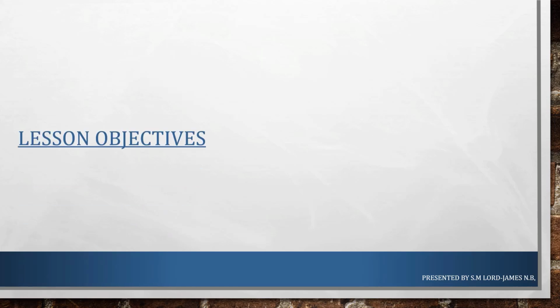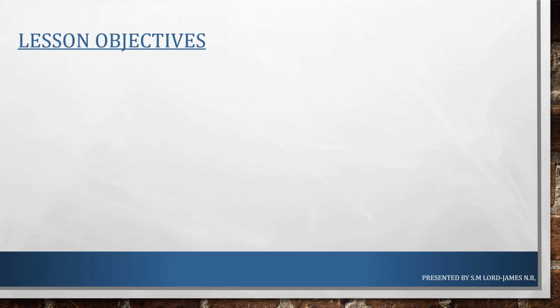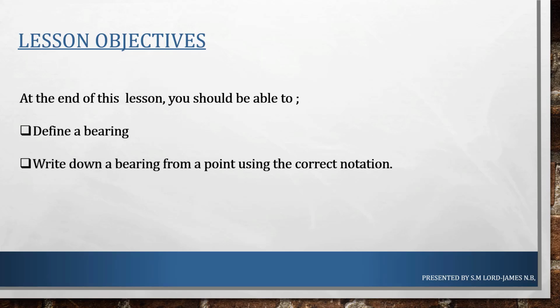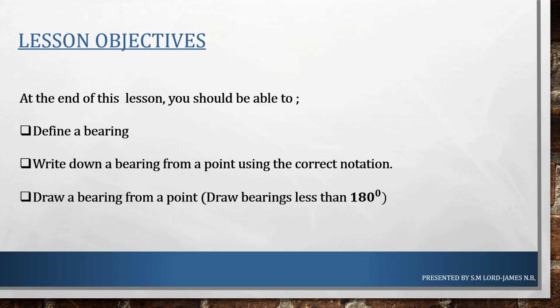Okay, so let's get the lesson objectives. At the end of this lesson, you, the students following, should be able to, number one, define a bearing. Number two, write down a bearing from a point using the correct notation. The next will be draw a bearing from a point, and the specific aim of the video will be to draw bearings which are less than 180 degrees.